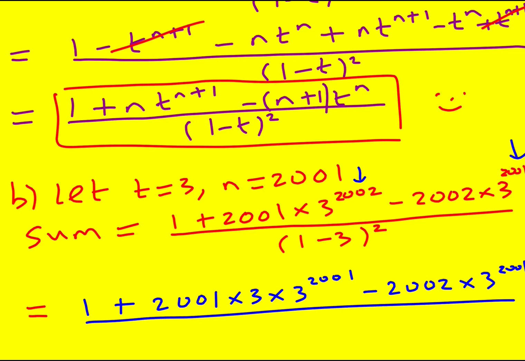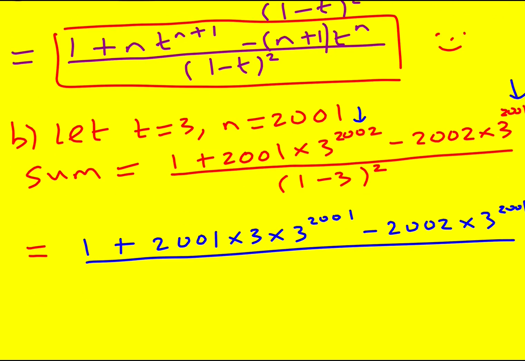Over, now 1 minus 3 is minus 2. If I square that, I get 4. And now this thing here, 2001 times 3 is actually just 6003. So I'm not going to write that all out again. I'm just going to replace it. And then, like I said above, I can do 6003 lots of this minus 2002 lots of this.